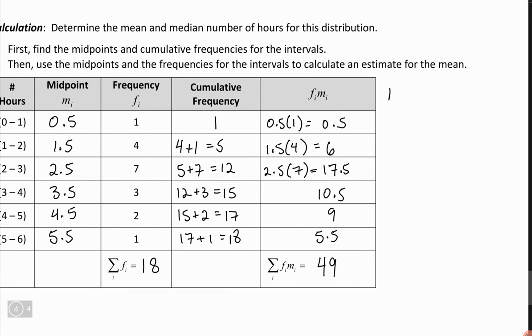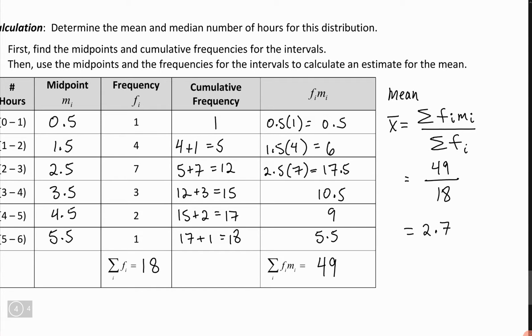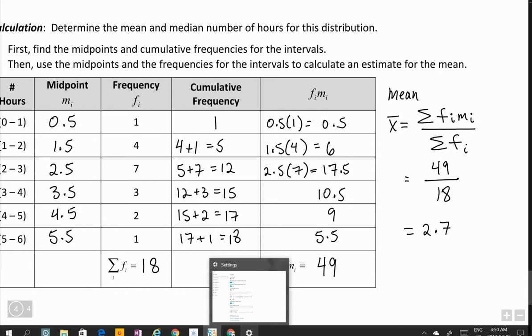Okay, so my mean is going to be x bar equals the sum of all the frequency values times the midpoint values divided by the sum of all the frequency values. Okay, and the sum of all these midpoint frequency values is 49 divided by the sum of all the frequencies, which is 18. So my mean value is 2.7. So the average amount of time students spend is 2.7 hours.